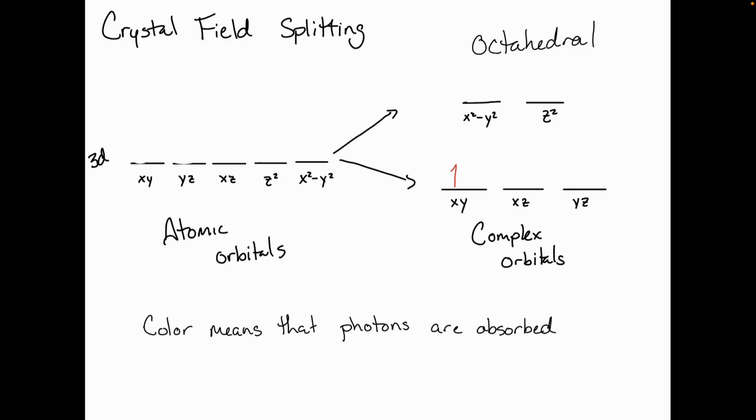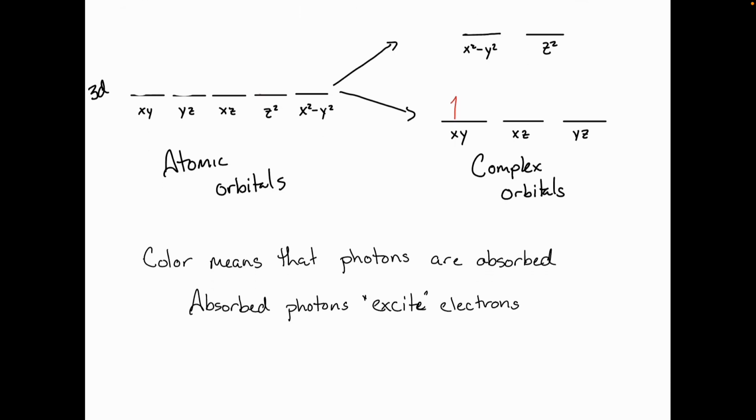All right. When a photon gets absorbed, when a compound, a molecule, an atom absorbs a photon, what it does is excite an electron. Okay, so absorbed photons excite electrons. And what do we mean by excite? Meaning it promotes the electron from a low energy orbital to a higher energy orbital.